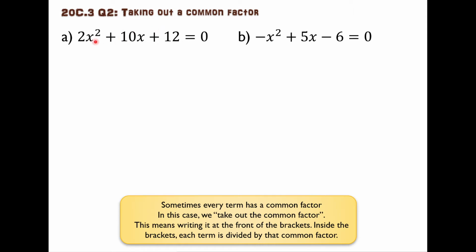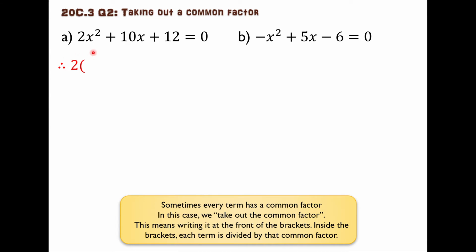So sometimes every term has a common factor. And in this case, we can take out the common factor. Here, 2x squared plus 10x plus 12. 2 goes into all of these things. 2 goes into that, and into that, and into that. I could divide them all by 2. So let's do that. Let's take the 2 out the front. We'll take out the common factor.